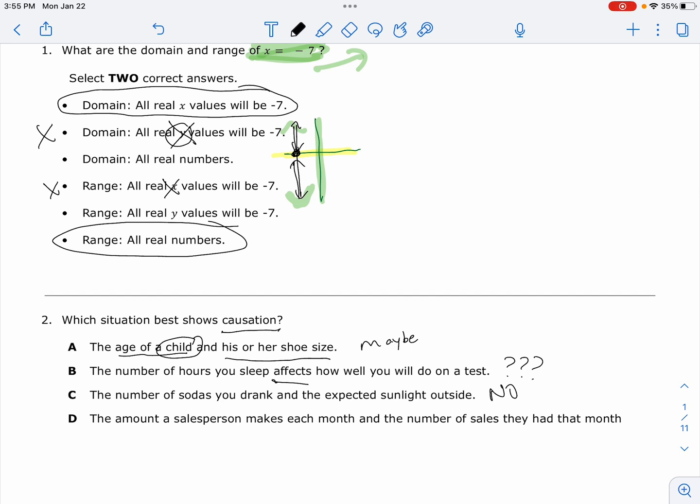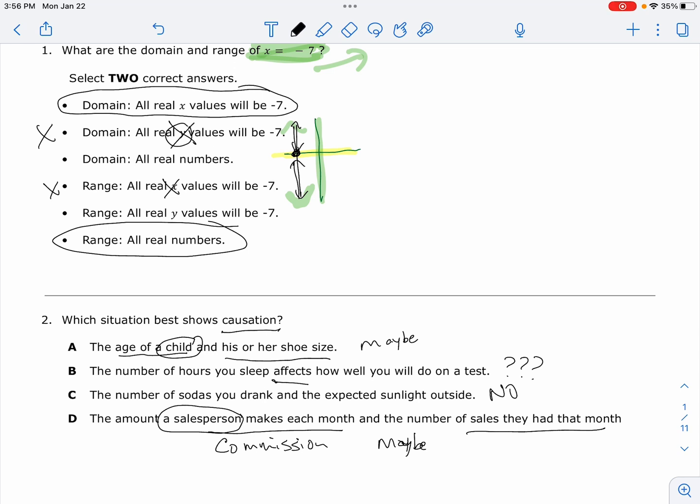The amount a salesperson makes each month and the number of sales they had that month. Now, this one, if I look at my salary and I look at the number of sales that I had, if I'm a salesperson, a lot of times what they make is based on their sales. So the more they sell, the more they earn. There's something called commission. You guys may have heard of that. So the more you sell, the more you earn. This is also a maybe.